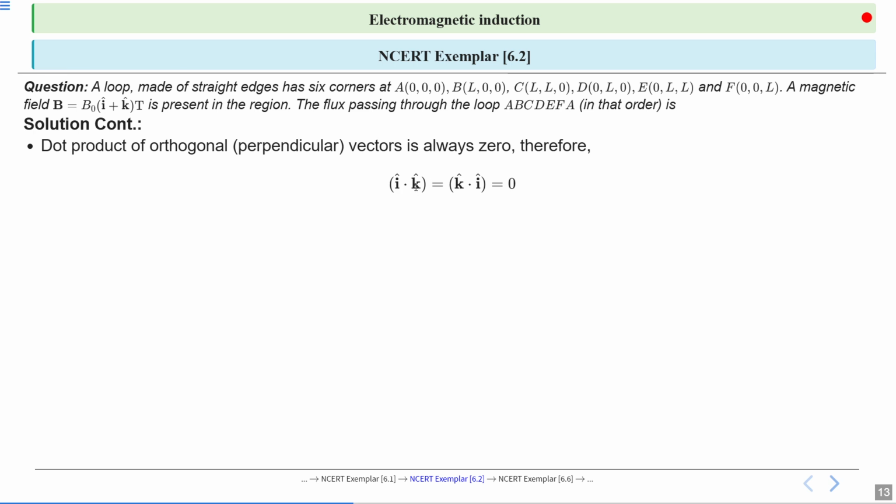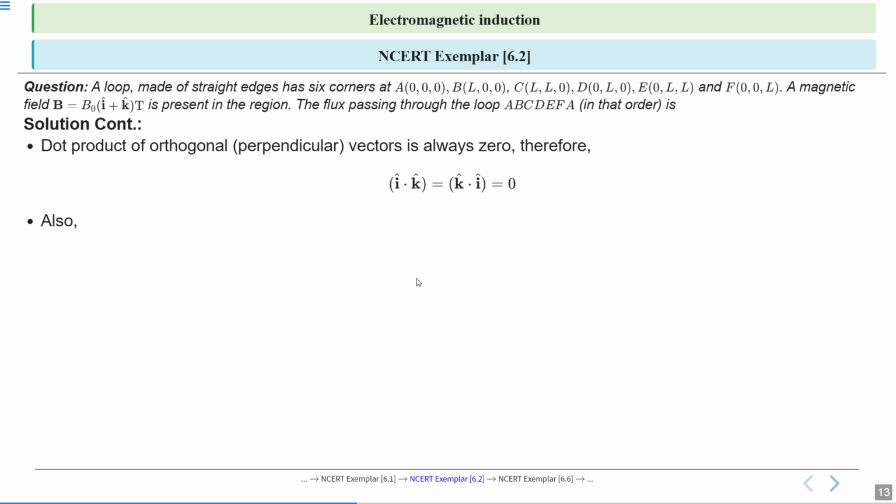So their result will be magnitude of I cap, magnitude of K cap, and cos theta, and theta is 90 degrees. Cos 90 degrees is 0. So the dot product of two perpendicular vectors is equal to 0. So both these terms, I cap dot K cap and K cap dot I cap, will become 0. These two terms will cancel out from equation 1.